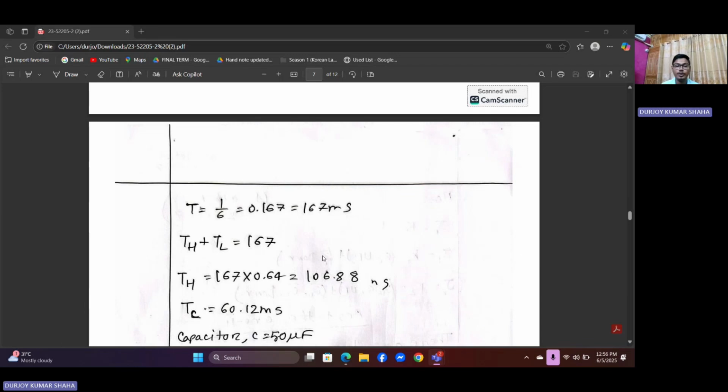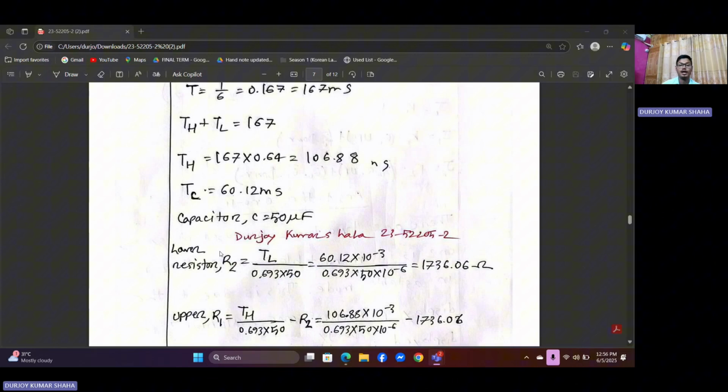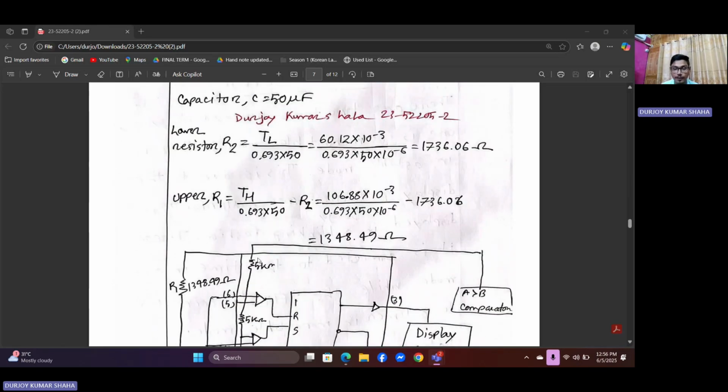Using these values, we have calculated the required resistors. R2, the lower resistor, is equal to 1736.06 ohms, and the upper resistor R1 is equal to 1348.49 ohms. We also use a capacitor of 50 microfarad in the timing circuit.